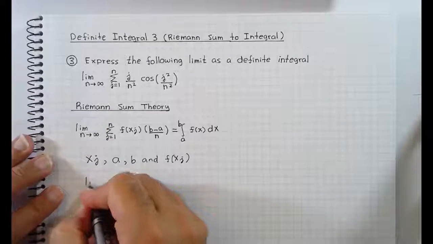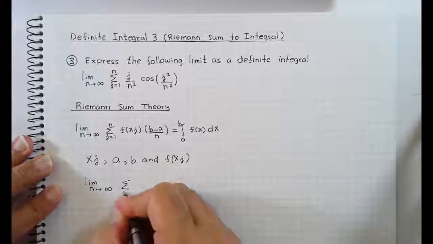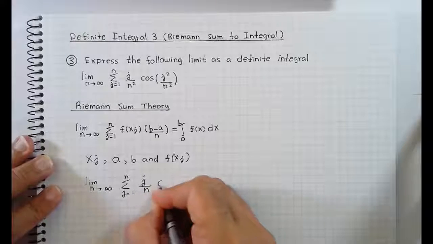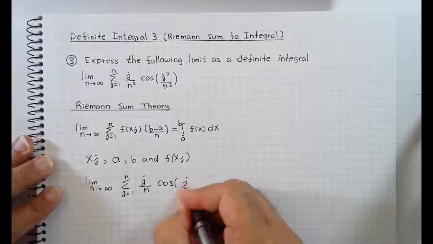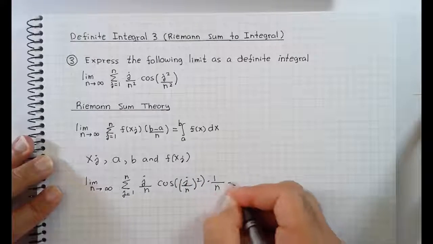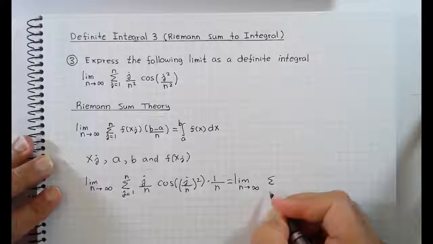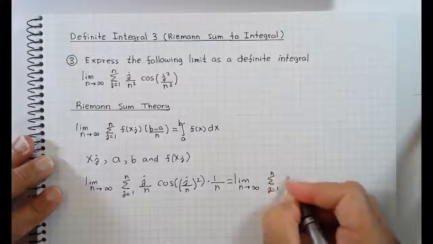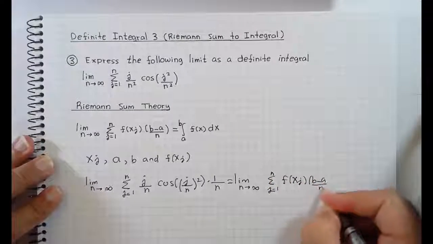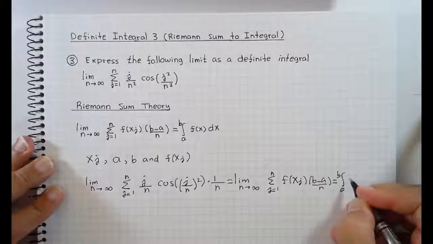So let's rewrite this as limit as n goes to infinity, sum j goes from 1 to n, j over n cosine of (j over n) all squared, times 1 over n. This is equal to limit as n goes to infinity, sum j goes from 1 to n, f of xj times (b minus a) over n. And then we're going to turn this into a definite integral from a to b, f of x dx.